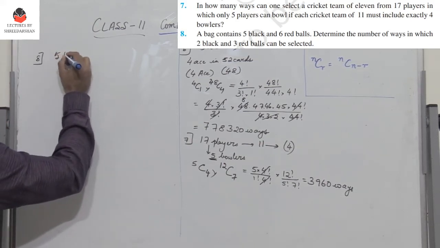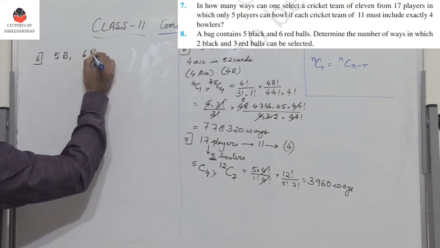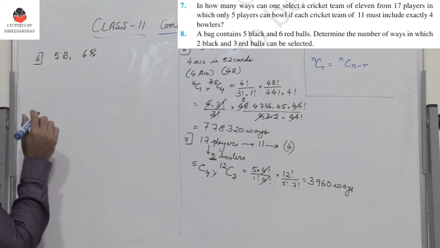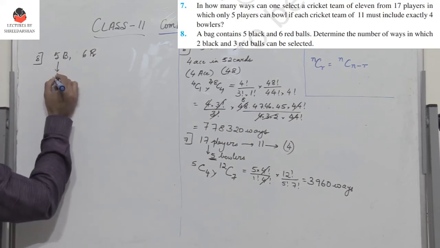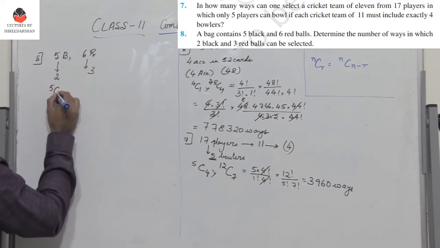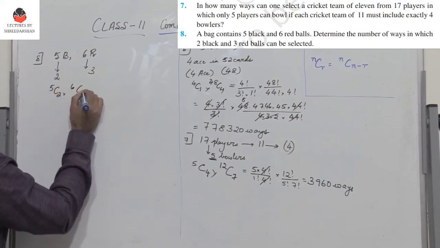Question 8. A bag has 5 black and 6 red balls. So 5 black and 6 red balls are there. Determine the number of ways in which 2 black and 3 red balls can be selected. So out of these 5 I select 2 and out of 6 red I select 3. So it's going to be 5C2 into 6C3.